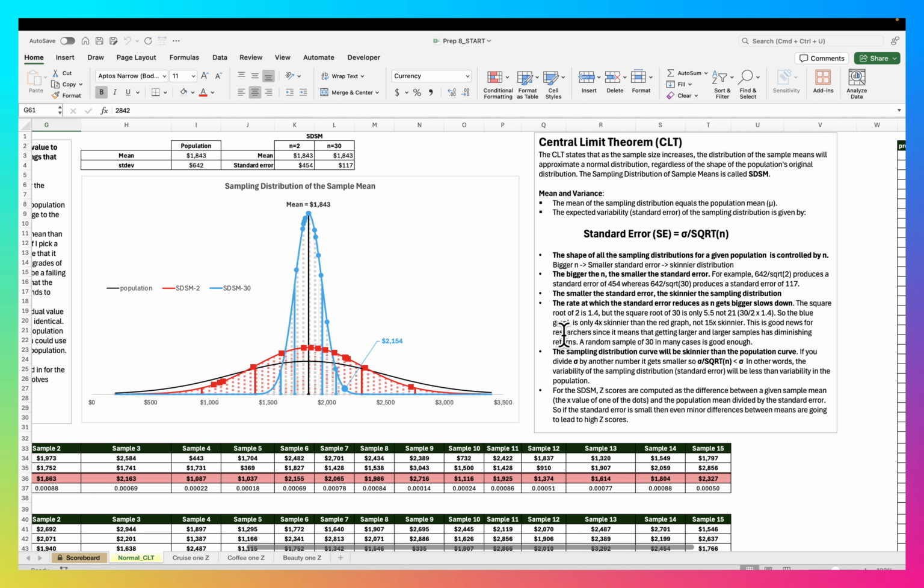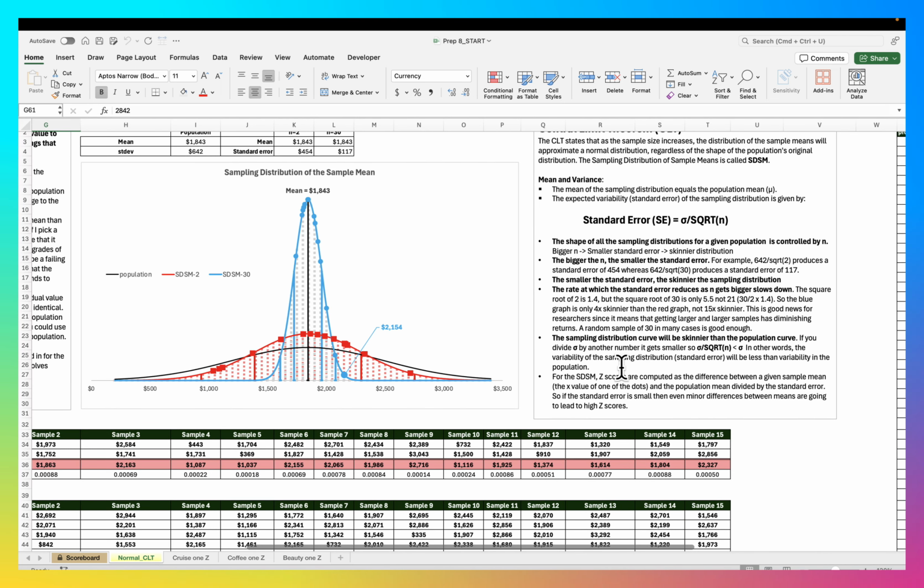The rate at which the standard error reduces as n gets bigger slows down. So the square root of 2 is 1.4, but the square root of 30 is only 5.5, not 21. In other words, it's not 30 divided by 2 times 1.4, which is kind of what you would expect. It's because of that whole square root thing. So the blue graph is only 4 times skinnier than the red graph, not 15 times skinnier, in spite of the fact that the sample size went up 15 times, because you went from 2 to 30. So this is good news for researchers, since it means that getting larger and larger samples has diminishing returns. A sample size of 30 in many cases is good enough.